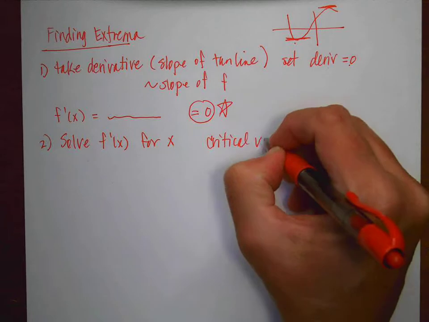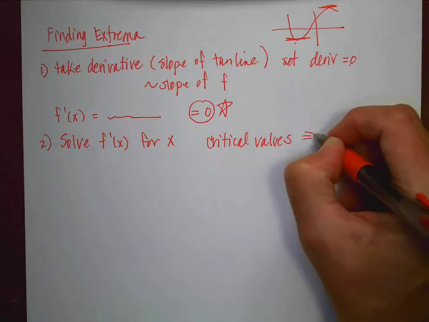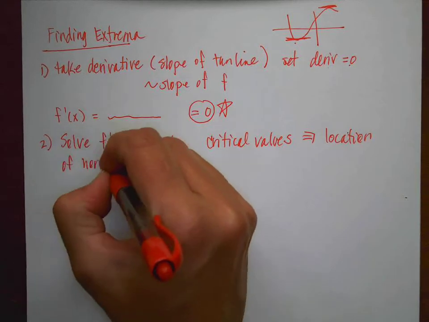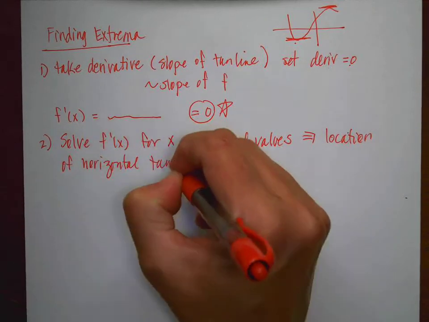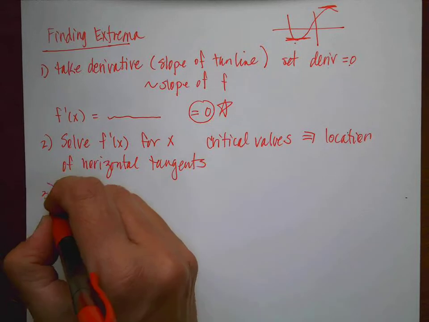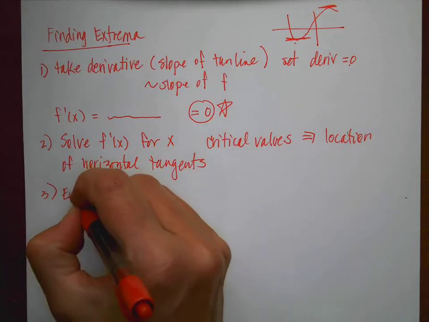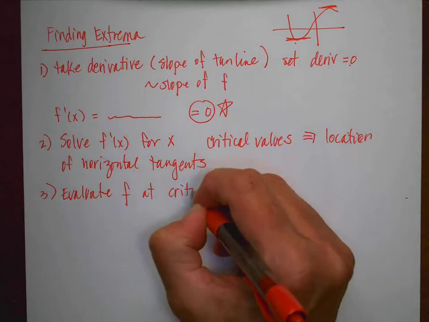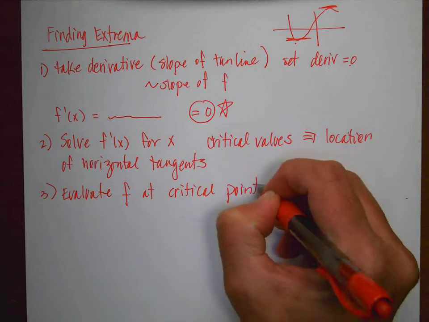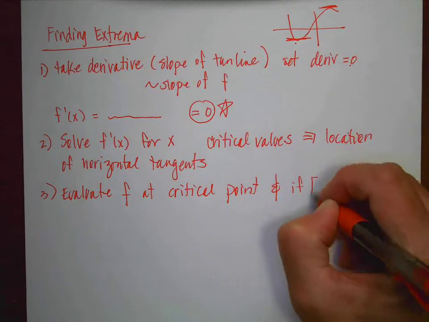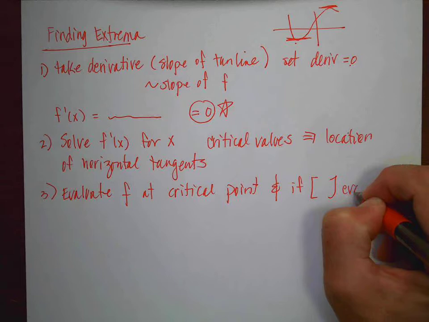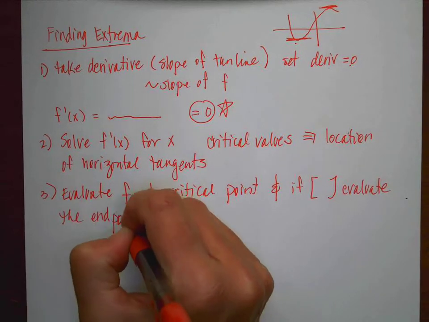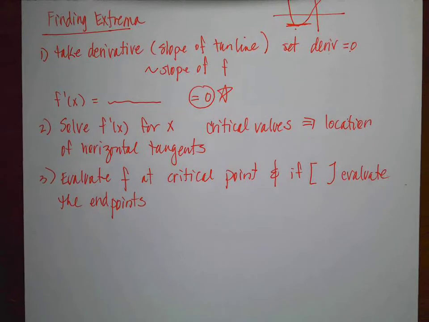And these are called the critical values. And this is going to be the location of the horizontal tangent. And then the last step, we're going to evaluate f at the critical point, and if it is a closed interval, we're going to evaluate the endpoints. And the reason it has to be a closed interval, it means that the endpoints are included.